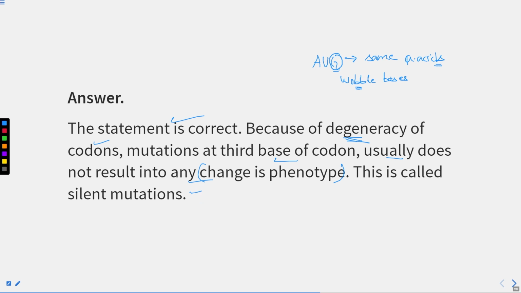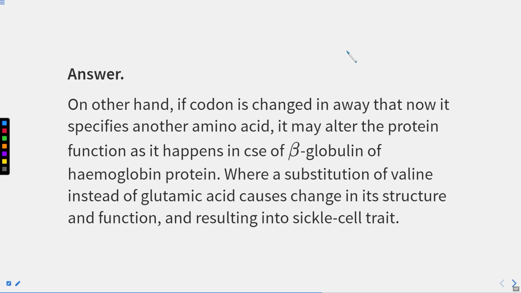So these kinds of mutations are known as silent mutation. There is a change at the third base, but there is no change in the phenotype, because that codon still codes for the same amino acid.